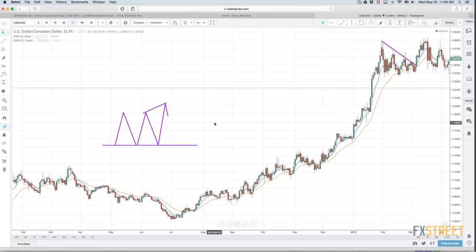So which is the answer? Is it back in the range or is it an uptrend? Back in the range. Now, here is the number one problem of most traders.